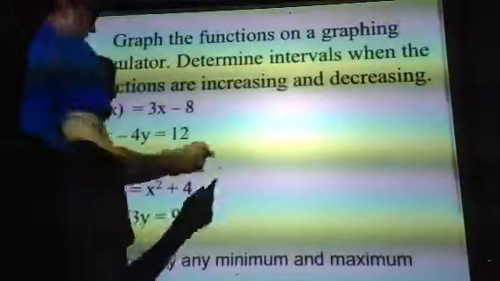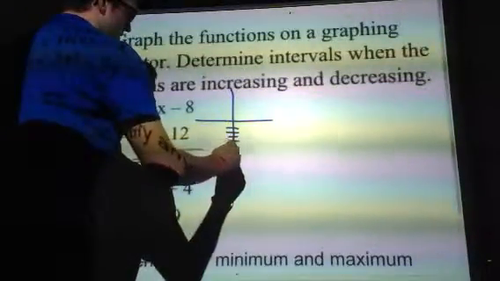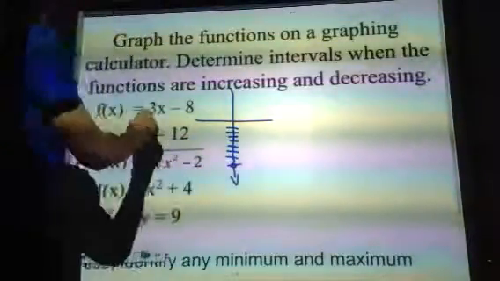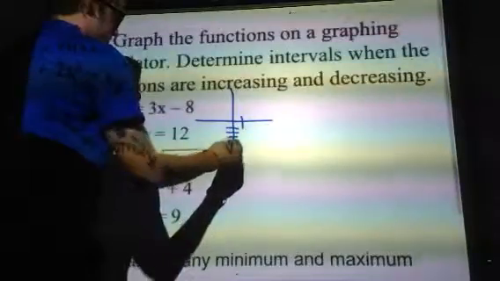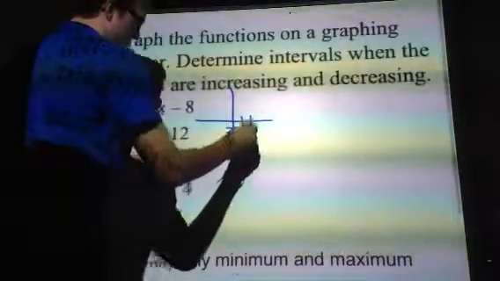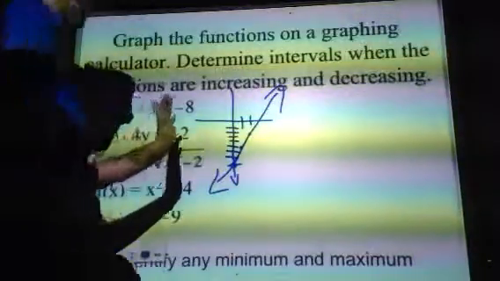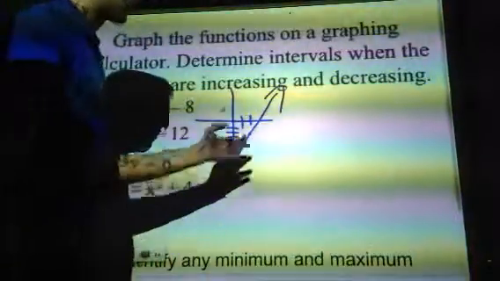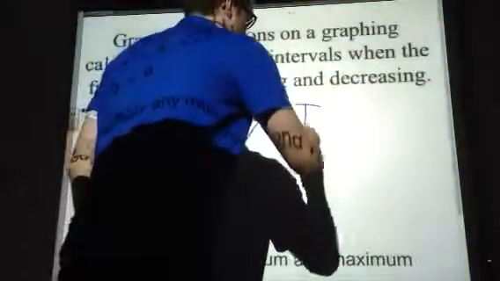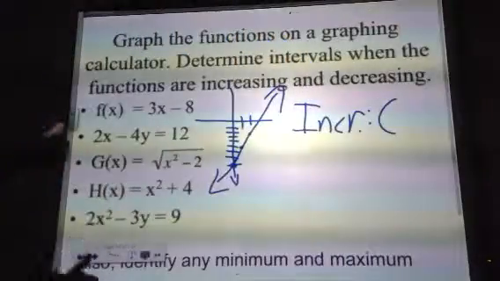For f of x equals 3x minus 8, we know what that graph looks like. It has a y-intercept at -8 and a slope of 3, so we go up 3, to the right 1, up 3, to the right 1. Okay, so there's our graph. If we're reading that graph from left to right, it starts down here and goes up. So we say that function is increasing.